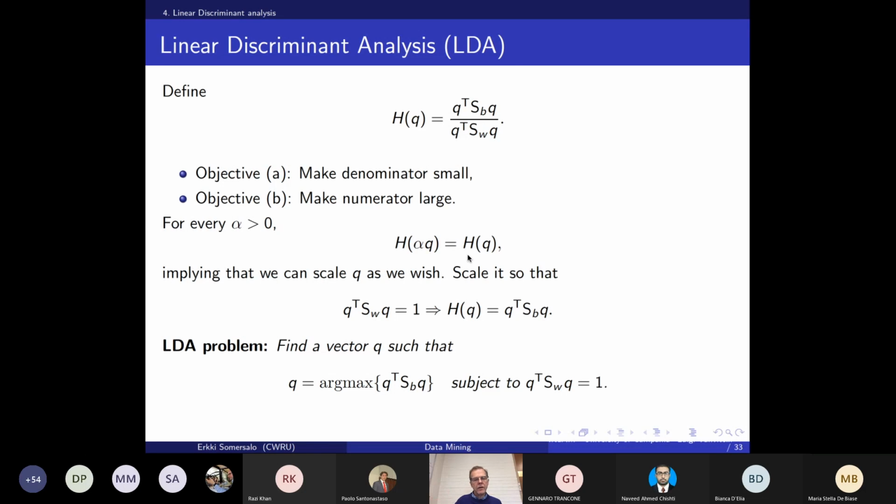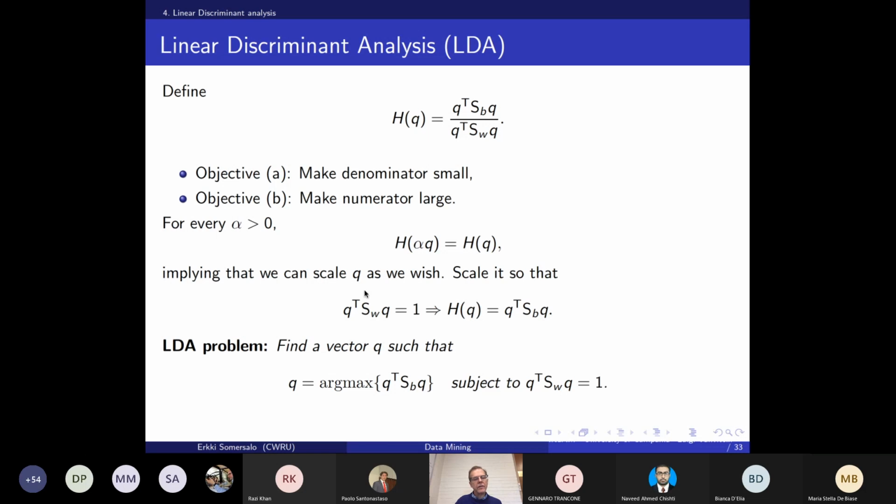And so therefore I'm going to choose a particular scaling of my q. I'm choosing my scaling so that the denominator becomes 1. So I'm looking for a q which is scaled in such a way that Q transpose SW Q equals 1.